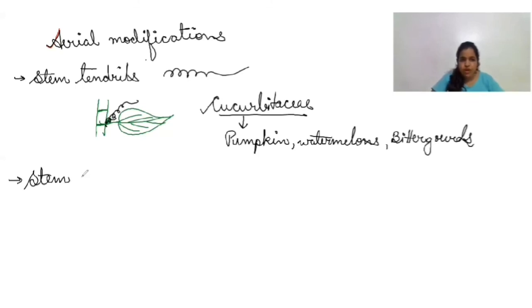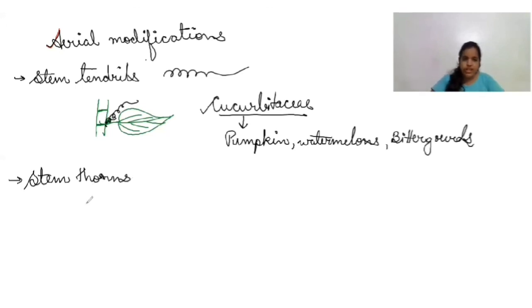Stem thorns, thorns means pricks. These thorns actually help the plants to get protection from predators. The herbivores cannot eat the plants which have thorns because those thorns will prick the herbivores and they will have injuries. So herbivores avoid the plants which have thorns on them.